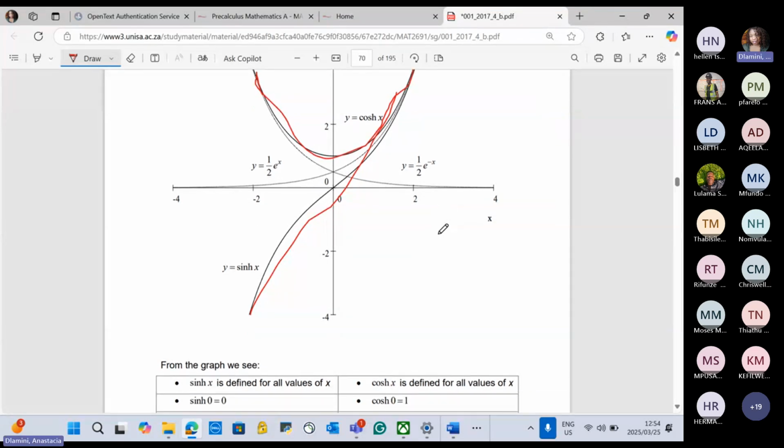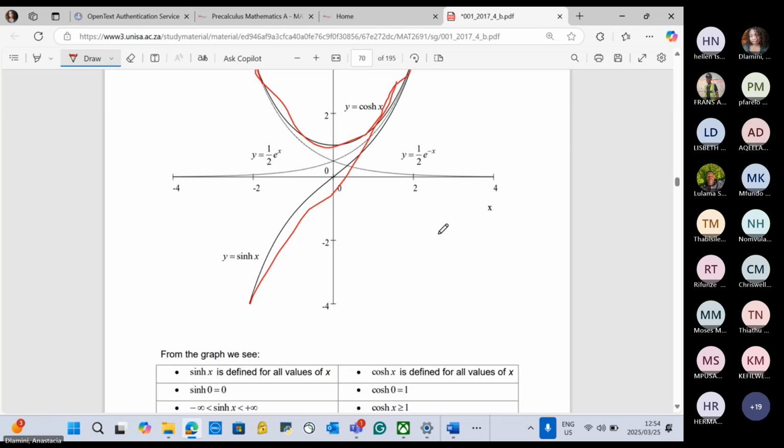You're seeing the graphs, guys? Yes or no? You're seeing the graph, or you can go and see them in your.